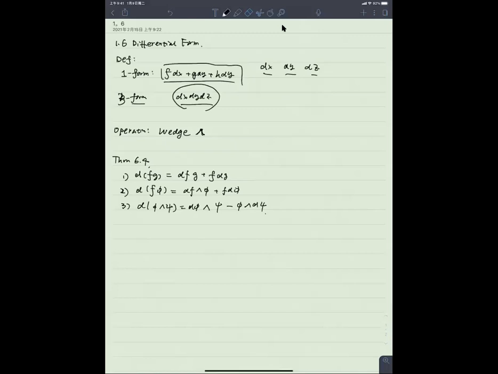So we can see here, the second theorem can be explained as a real valued function times a differential form, which is exactly the differential of that real valued function wedge product the differential form, plus the real valued function itself times the differential of phi, where phi is a differential form, and f is a real valued function.